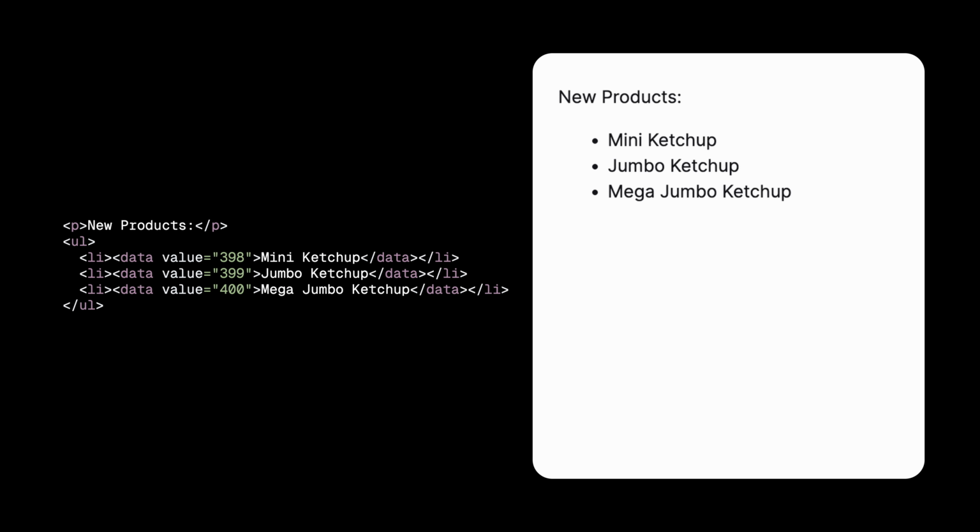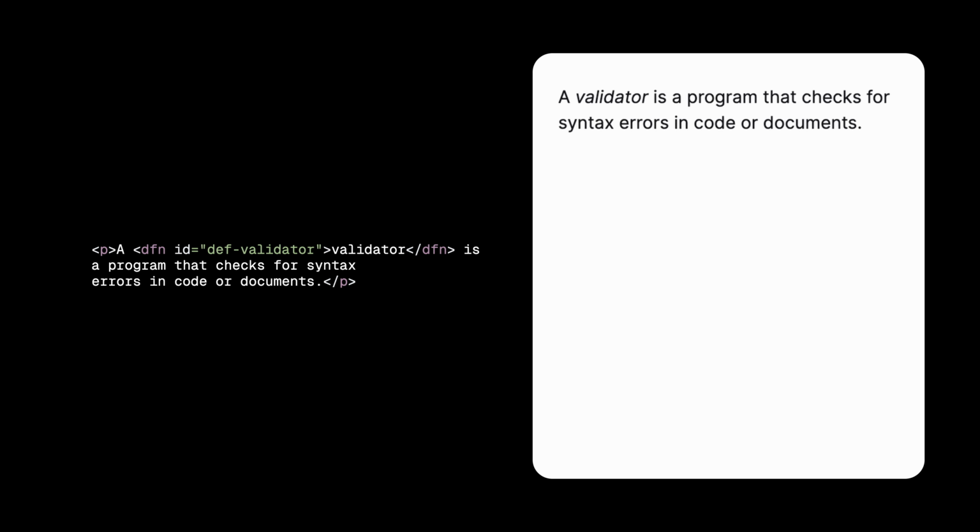Data links a given piece of content with a machine-readable translation. If the content is time or date related, the time element must be used. DFN is used to indicate the term being defined within the context of a definition phrase or sentence. The ancestor P element, the DT or DD pairing, or the nearest section ancestor of the DFN element is considered to be the definition of the term.